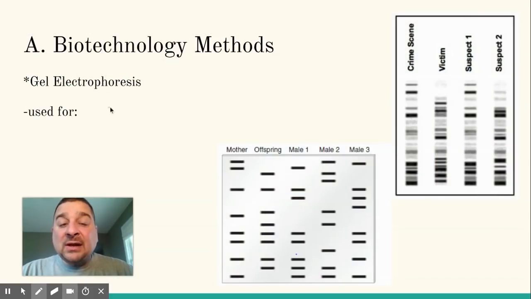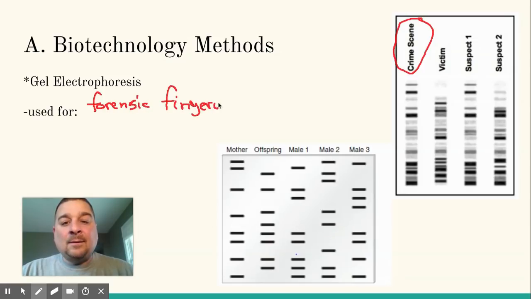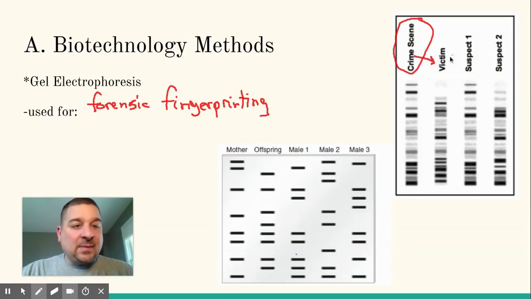What do we use gel electrophoresis for? Well, one big thing is in forensics, what we would call forensic fingerprinting, where we find DNA at a crime scene. Then we have several suspects. We compare the crime scene, because some of it might be the victim's DNA, and then we look at those banding patterns. So look at the crime scene here. Then we look at the banding patterns of our possible suspect 1 and suspect 2.